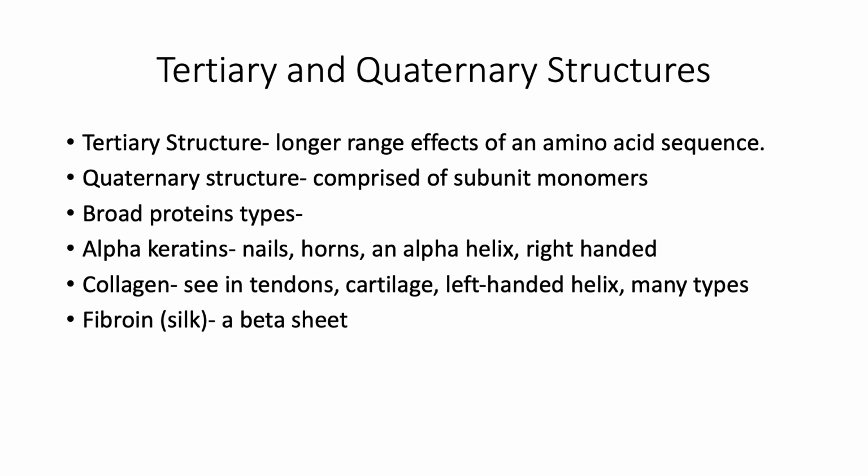Tertiary and quaternary structures, as I said, tertiary is the longer range effect of amino acid sequences, the folding on itself, and the interaction between subunit monomers is a quaternary structure. So, broad protein types: alpha keratins form nails, horns. This is an alpha helix, right-handed. Collagen, you can see this in tendons, cartilage, a left-handed helix, many types of collagen. And fibroin is a silk, and that's a beta sheet. So silk is the outlier. These are all elements of alpha protein.